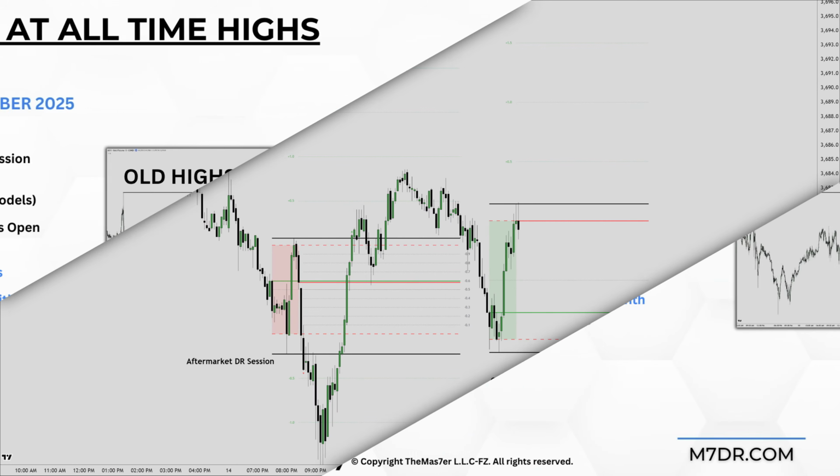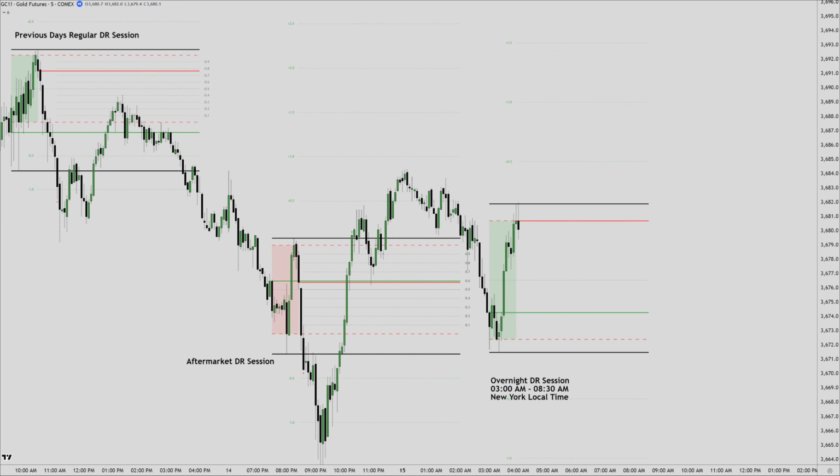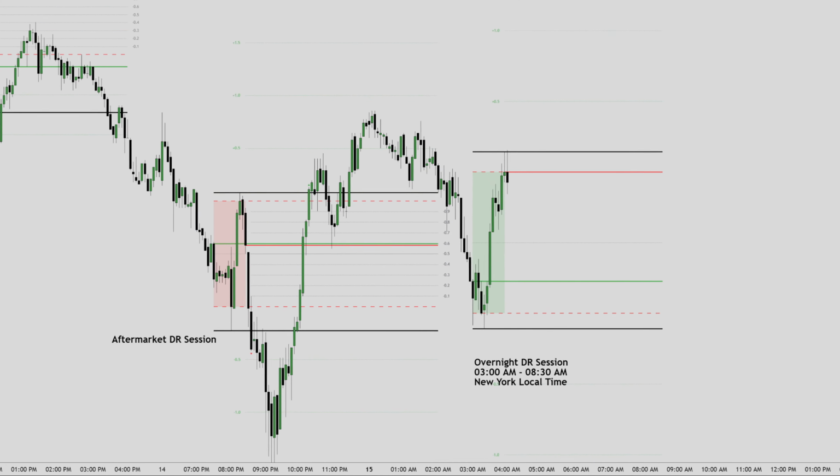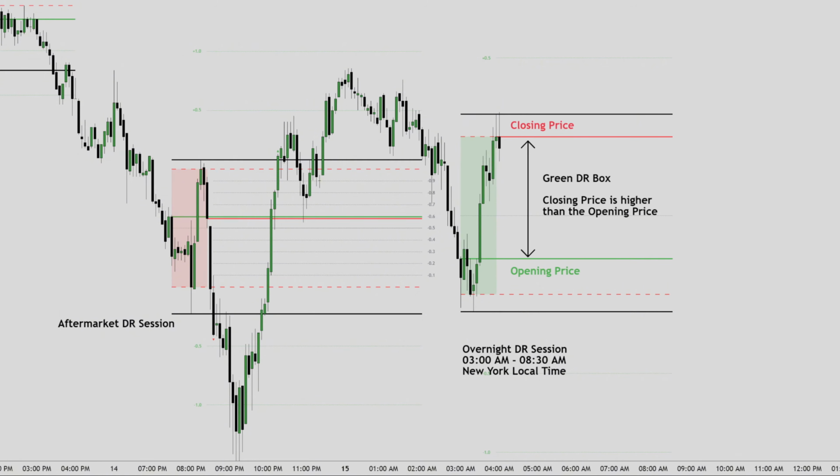lost in the noise. At 4 a.m. New York time, the overnight session closes. Let's read what the market gave us. First, the DR box color. It's green. That means the closing price is higher than the open, a signal of strength. Statistically, that alone gives you about a 70% probability of seeing a long confirmation later, defined by a 5-minute close outside the range. But that's just the beginning.